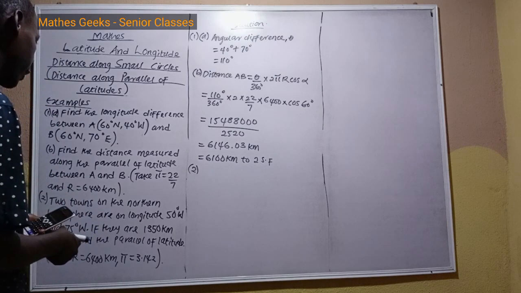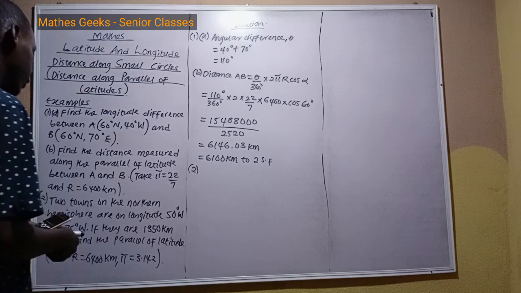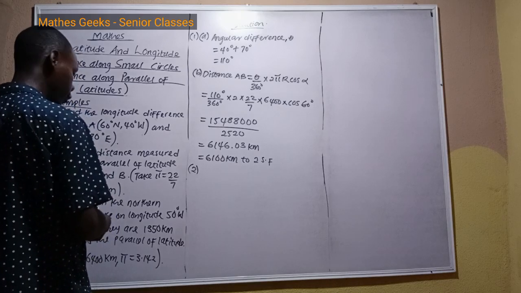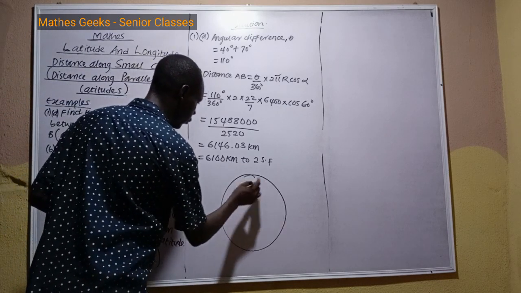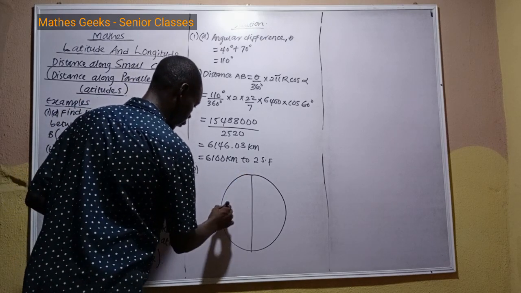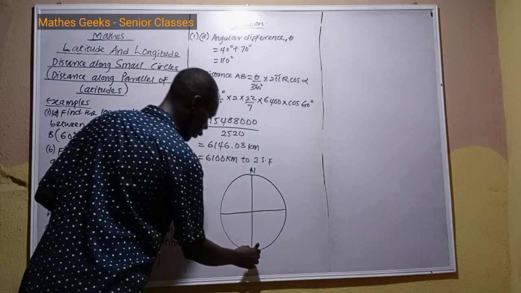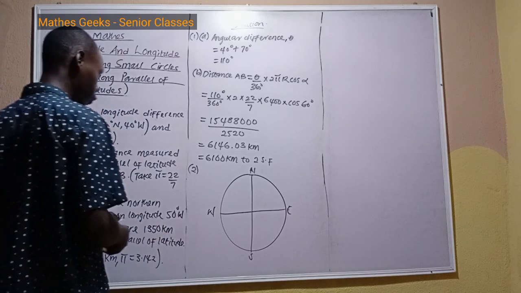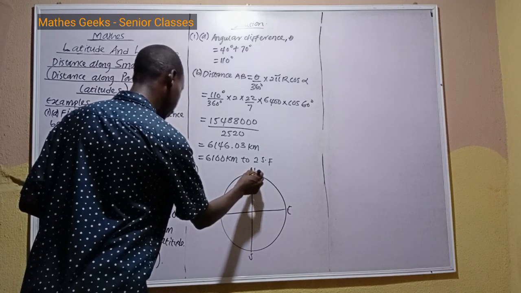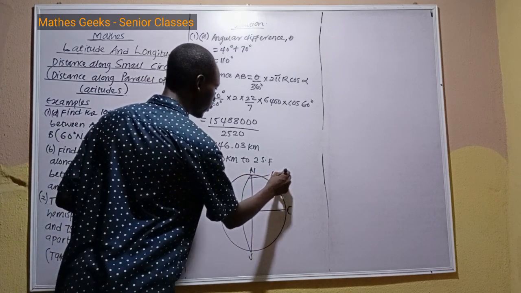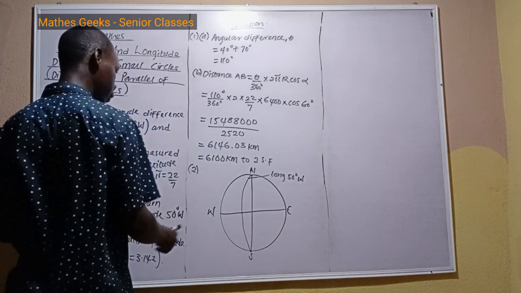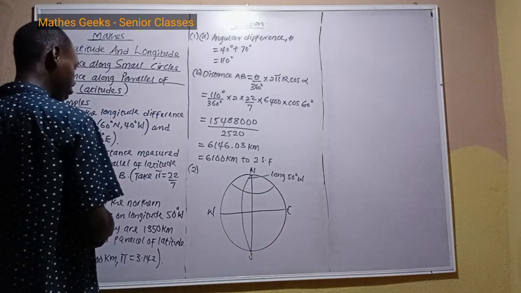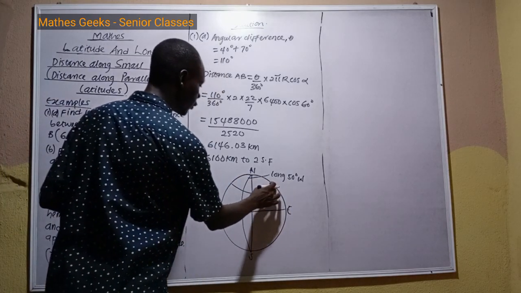The two towns on the northern hemisphere are on longitude 50 degrees west and 75 degrees west. If they are 1,250 kilometers apart, find the parallel of latitude. So two towns on the northern hemisphere are on longitude 50 degrees west and the other on 75 degrees west, both on latitude in the northern hemisphere. We don't know this value.